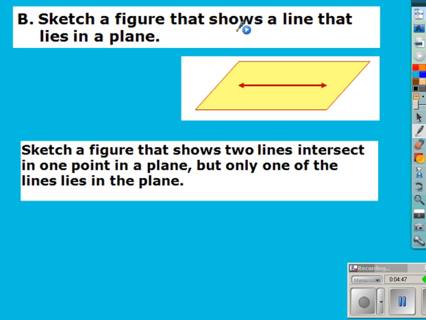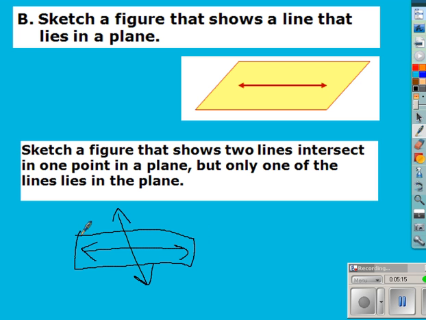So sketch a figure that shows 2 lines intersecting in 1 point. So if I draw 2 lines that intersect at 1 point, there we go. I got my 2 lines that intersect at 1 point. Now I need a plane, but this plane only contains one of the lines. One of the lines is not contained in the plane. So I'm going to put this horizontal line in my plane. Now I've got my plane, I've got my line that's in that plane, I've got another line that is not in the plane, and they intersect at a point.